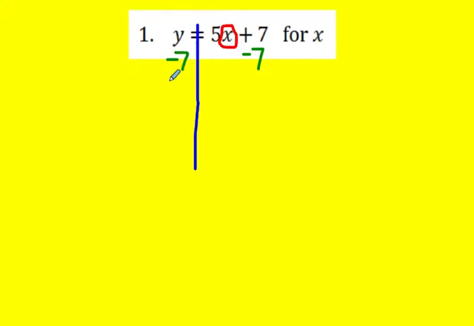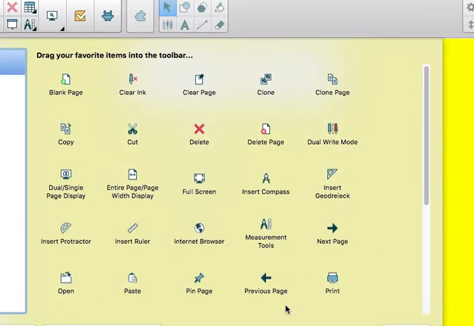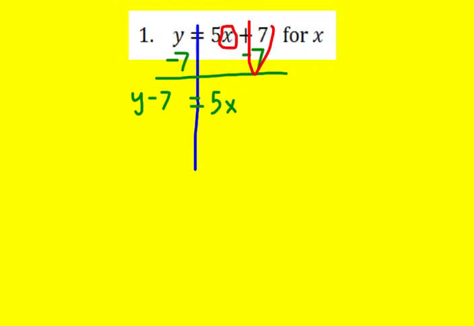Now, when I subtract 7 on the left-hand side with the y, those are not like terms. So they are not going to combine together. These 7s do cancel out. But then over here on the left-hand side, I'm just going to have y minus 7 equals, and on the right-hand side, I am left with 5x. So my goal still is to get the x on the right-hand side by itself.